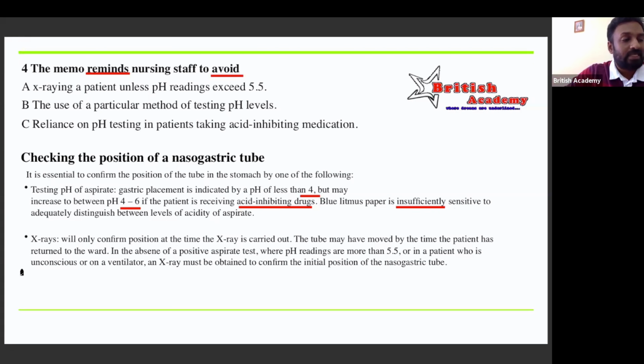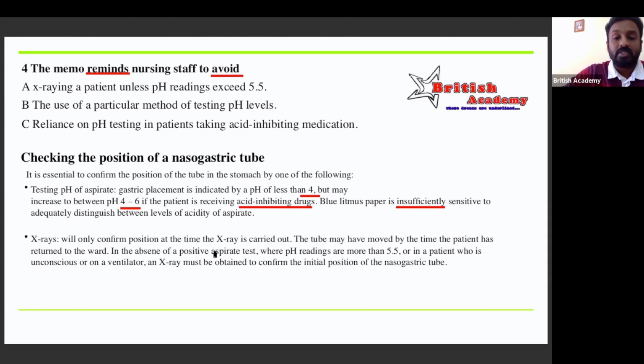The second is X-rays. Now it says X-rays will only confirm the position at the time the X-ray is carried out. The tube may have moved by the time the patient has returned to the ward, because it even happens in your hospital setup as well. You send the patient for an X-ray, he takes an X-ray and comes back to the department. If there is no portable X-ray available, then there are chances that the tube is moved from its position.